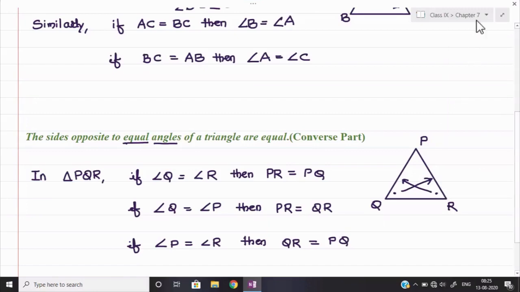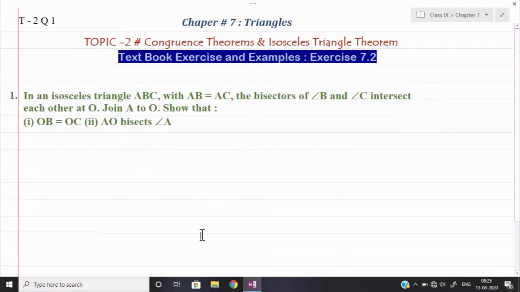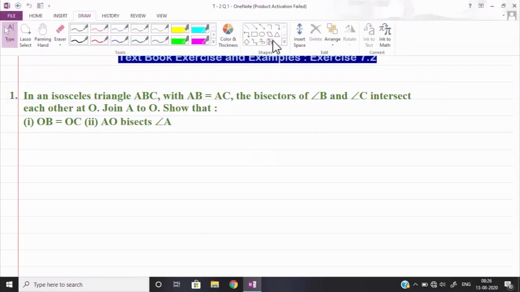See question number 1. In the first question, see what is given here. In an isosceles triangle ABC, AB and AC are equal, and the bisectors of angle B and angle C intersect each other at a point O. Join A to O. We have to show two things: first, OB and OC are equal, and second, AO bisects angle A, meaning AO divides angle A into two equal parts. First of all, in this question the figure is not given, so by looking at the information, we shall draw the figure.